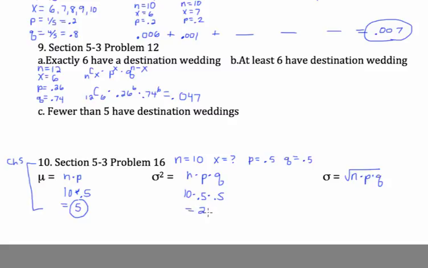is 2.5. And now the square root of 10 times 0.5 times 0.5. We already know 10 times 0.5 times 0.5, that's 2.5. So we just have to do the square root of 2.5. You get about 1.58.